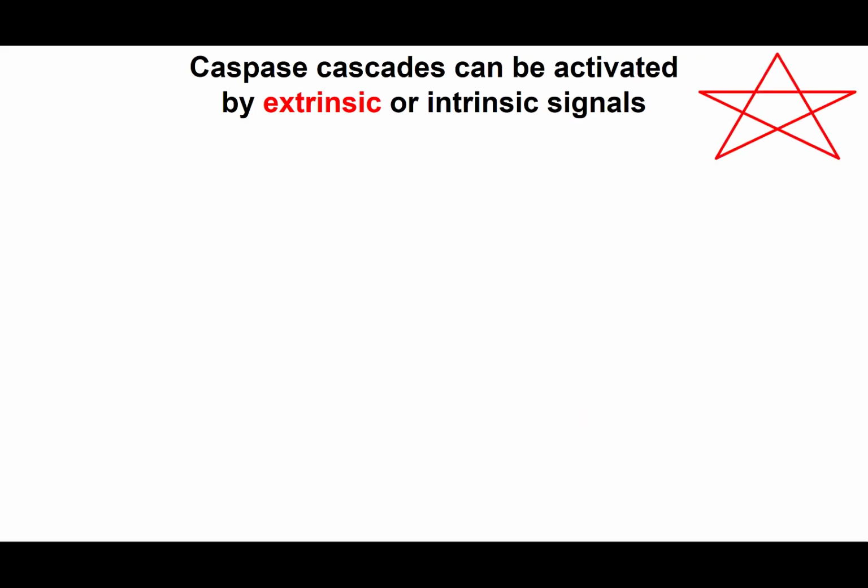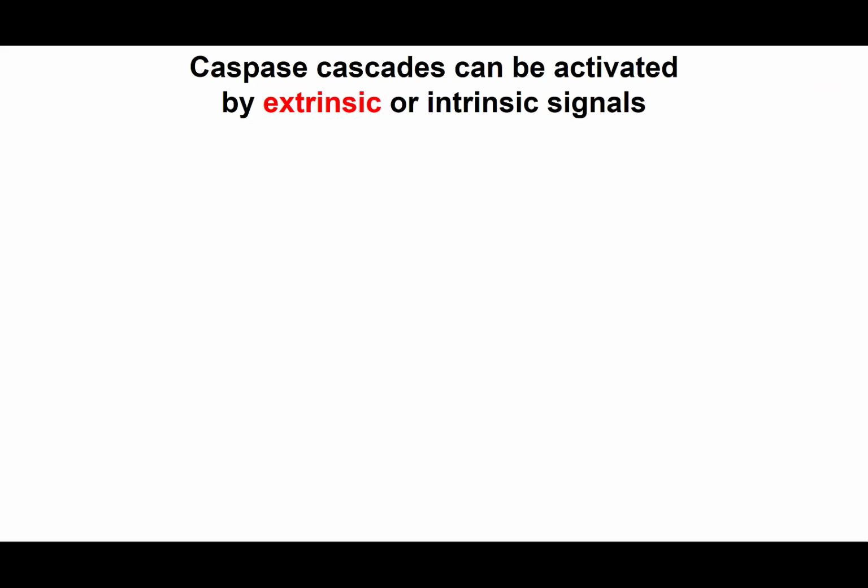You have to be extremely careful here. A lot of students will think extrinsic means it has to come from the outside of the cell, and intrinsic means it has to come from the inside of the cell. That's not the case here. Extrinsic means via death receptors, and intrinsic means via cytochrome c. We'll see that again, but keep in the back of your mind, extrinsic doesn't mean it has to be outside, and intrinsic doesn't mean it has to be inside. That's not what we're talking about here.